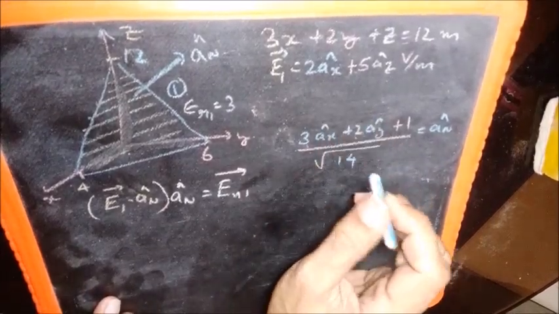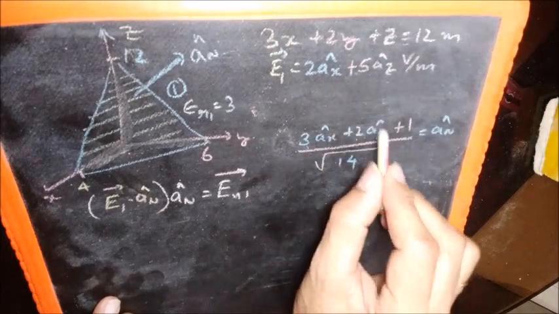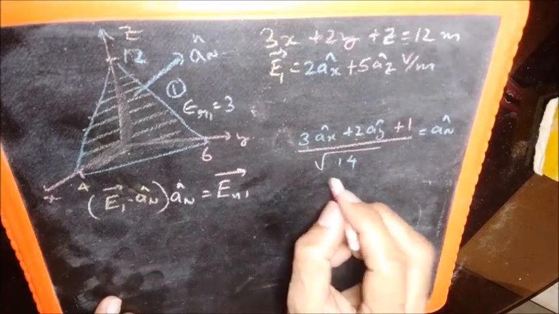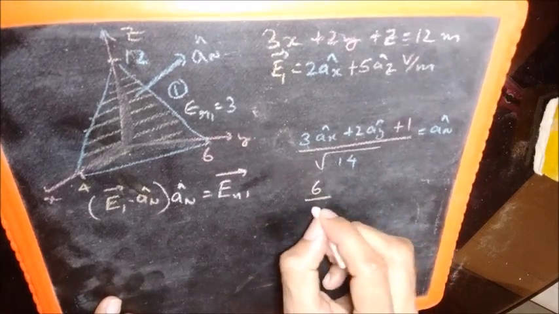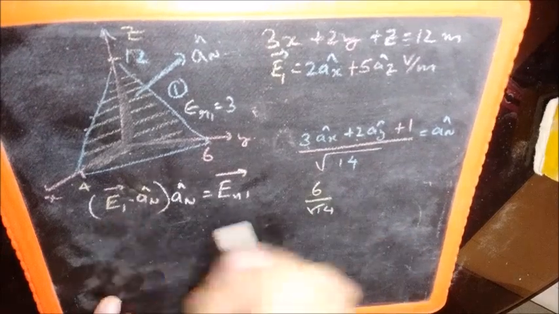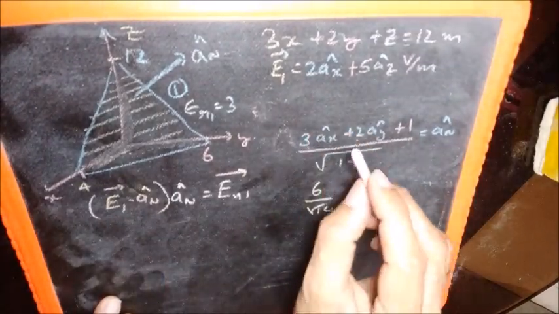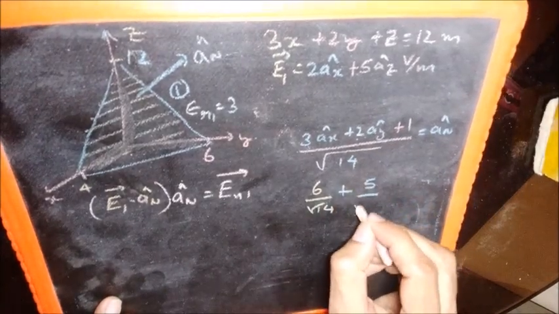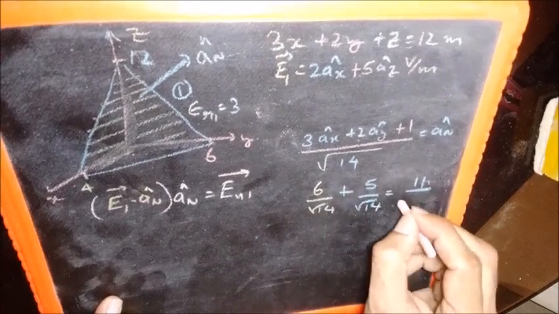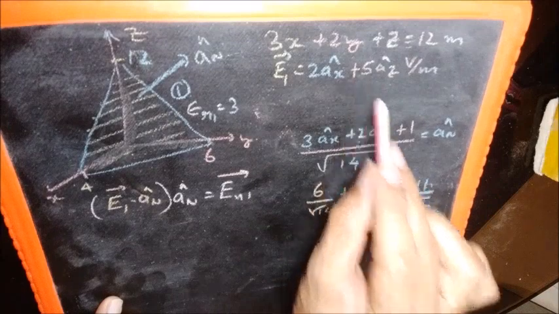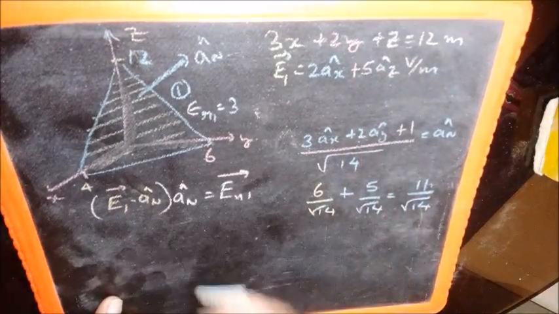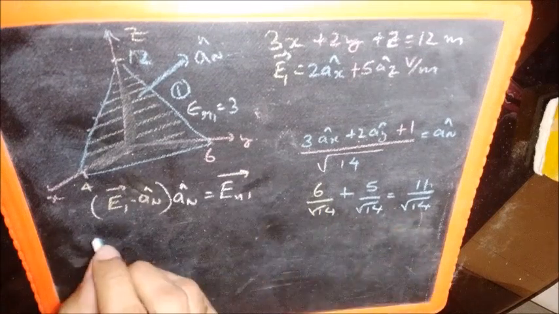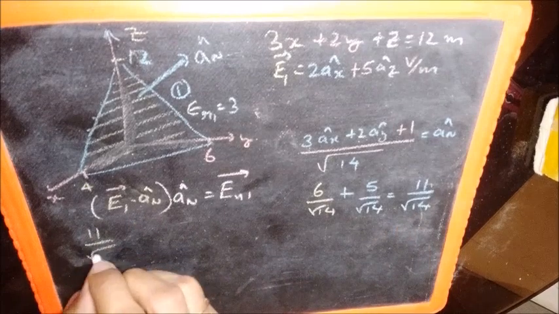I can write the result straight away. So when I dot these two, I get 6 by root 14. This 6 by root 14 plus 5 by root 14, that is 11 by root 14. The y component is 0, so that gives me a 0, which I have not written down here. So this gives us E1 dot an cap is 11 by root 14.